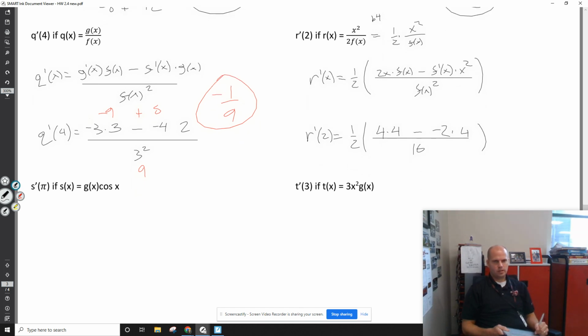Don't cancel those 16s. 16 plus 8, 24 over 16. I can go ahead, since it's multiplication, and say this is 12 over 16. Factor out 4, and you get 3/4.